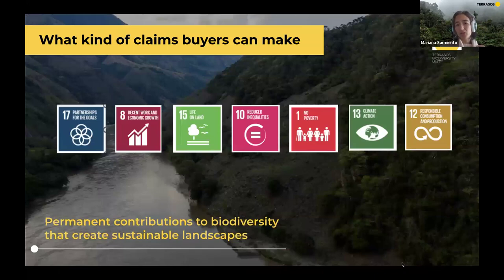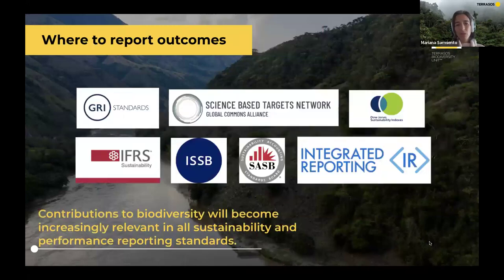And then finally, some of the claims that buyers can make when they buy TBUs in terms of how they're contributing to SDGs. Next. Where they can report. Many of you all know that GRI just updated their biodiversity standards. So again, TBUs become a clear way in which you can begin to communicate that.